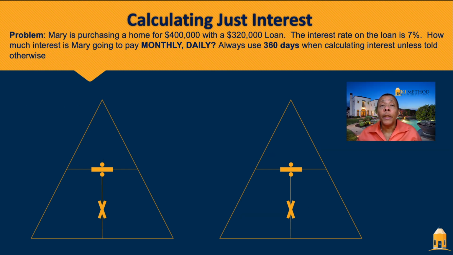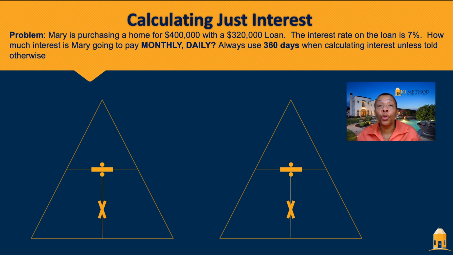All right. Next one, calculating just interest. Mary's purchasing a home for $400,000 with a $320,000 loan. Oh, great. They gave us the loan amount already. That means we don't have to figure it out. The interest rate is 7%. How much is she going to pay monthly and daily?